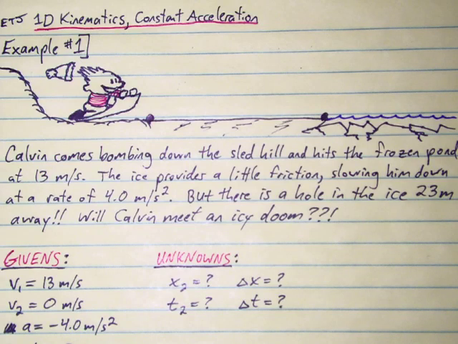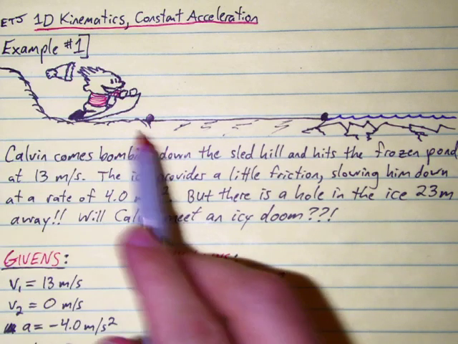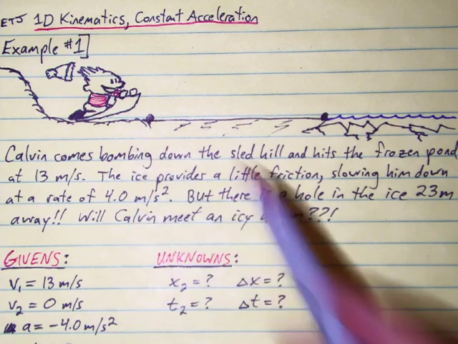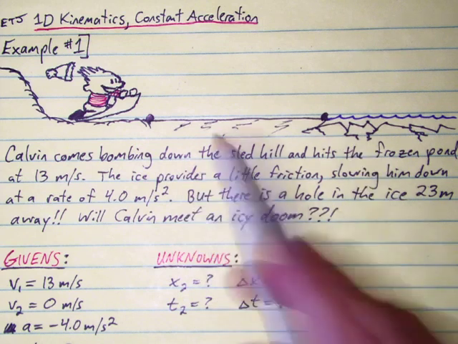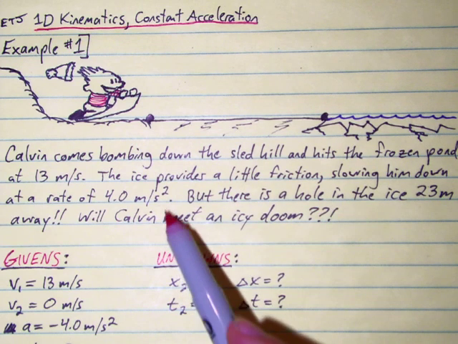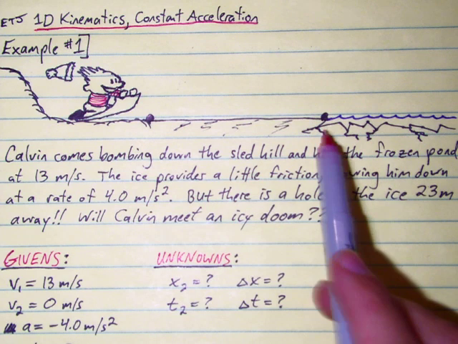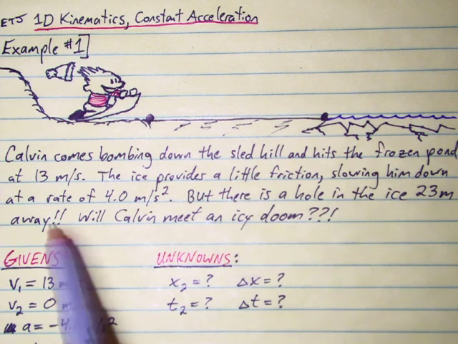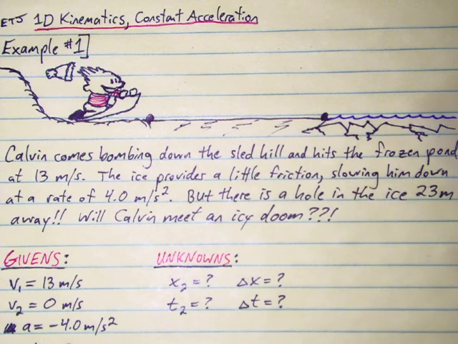Calvin comes bombing down the sled hill, hits the frozen pond, moving 13 meters per second. As he goes across the ice, it provides a little bit of friction, slowing him down at a rate of 4.0 meters per second squared. But there is a hole in the ice, 23 meters away. Will Calvin meet an icy doom? It's up to us to find out.